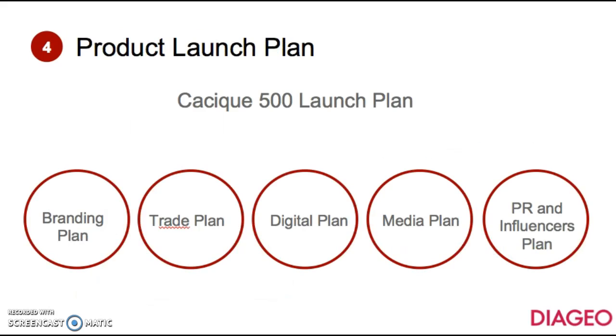Product launch plan. To launch this new product, we have 5 key components, and that's why you're all here. We need to work on a branding plan, a trade plan, a digital plan, a media plan, and then a PR and influencers plan. This is a 360-degree plan that will ensure that the launch is successful. We need to make sure that we touch every one of these points in order to guarantee a successful launch.